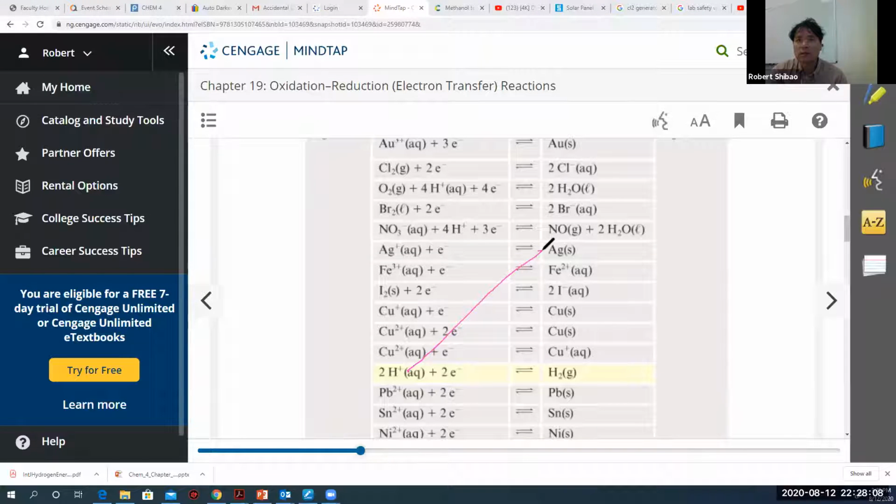Because reacting silver is going to form silver ion. And then you compare H+ versus silver. We're going from a weaker oxidizer to a stronger oxidizer. Weaker oxidizer to a stronger oxidizer is not favored.